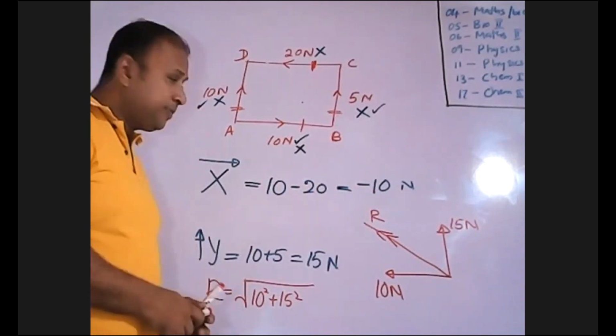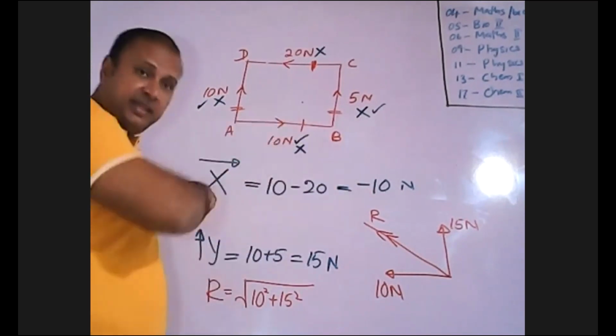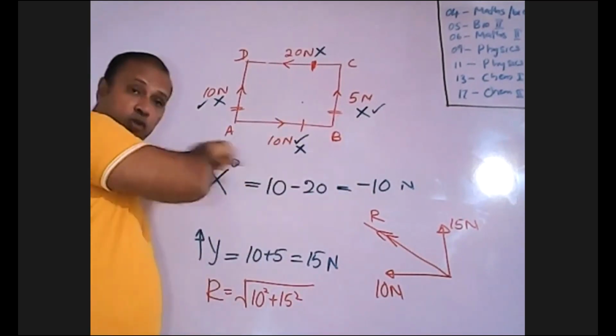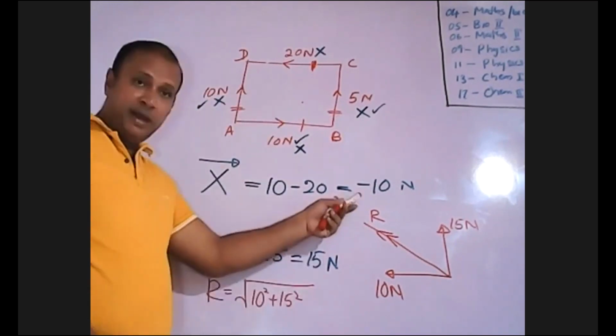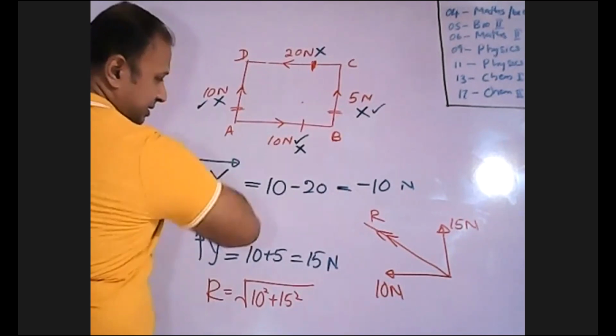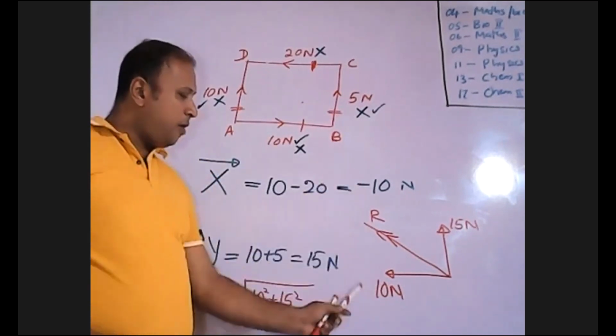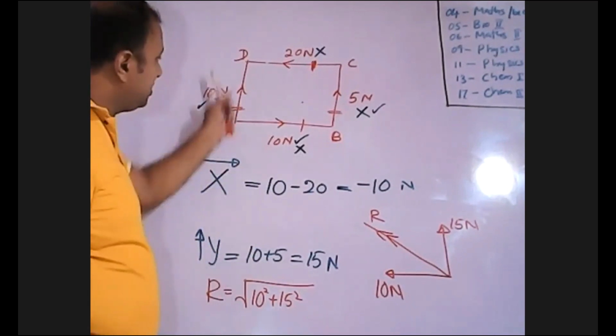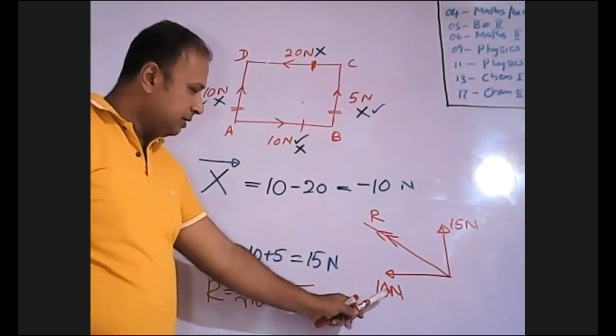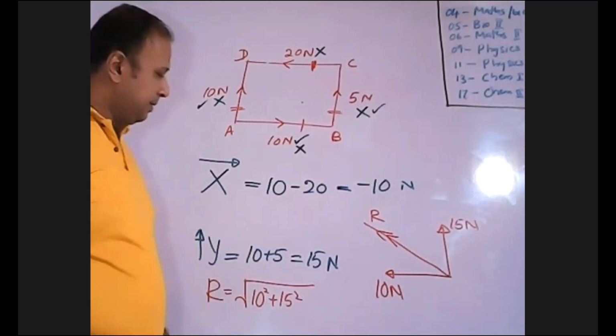Minus 10 means the force should be in the other direction. I have taken the positive as right hand side, so the answer is minus. That means the vector is in the other direction. Therefore, the x component of this system is on the left hand side. The magnitude is equal to 10.